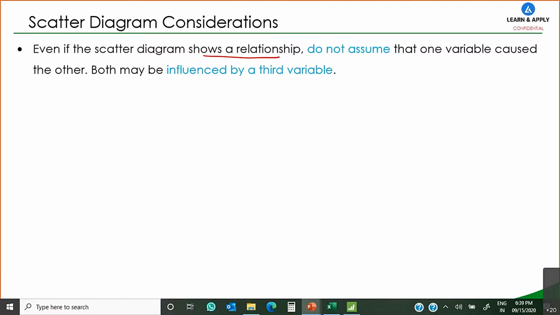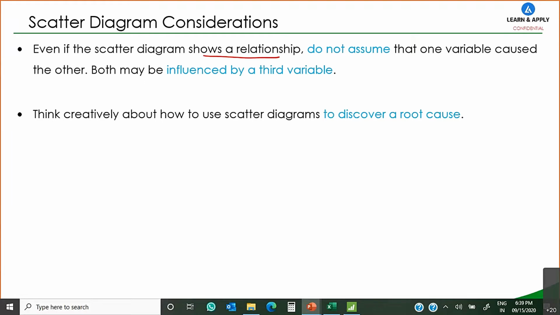This is a very important scatter diagram consideration. That's why when you are using this tool, the scatter diagram, you must have some process background or some knowledge related to the process or variables whose relationship you are going to be studying. Now think creatively about how to use this scatter diagram to discover the root cause. Again, this is a very important tool which is used to identify the root cause. It means that we check what our response is and whether any cause is affecting that response or not. This can be identified by drawing that response with respect to one of the variables.